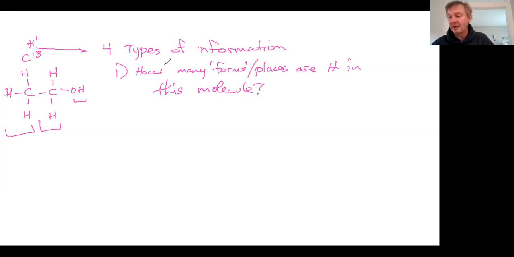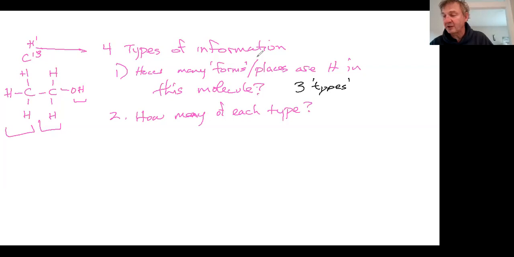So in this particular molecule, here there are 3 types. I know types is probably the wrong word, but 3 types of protons. What else do we learn from proton NMR? We learn, what's an N? How many are there of each type?